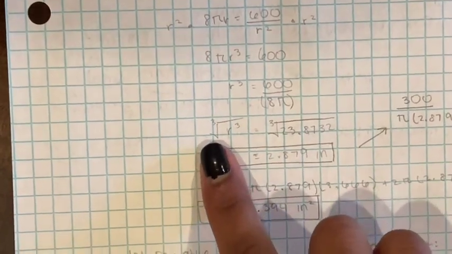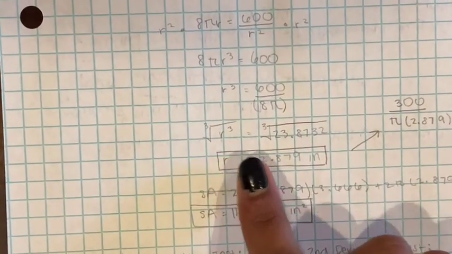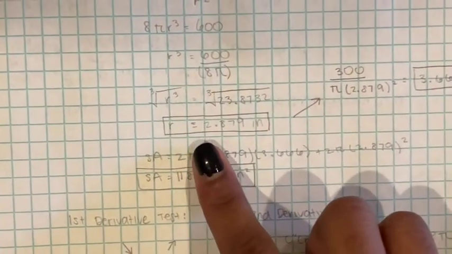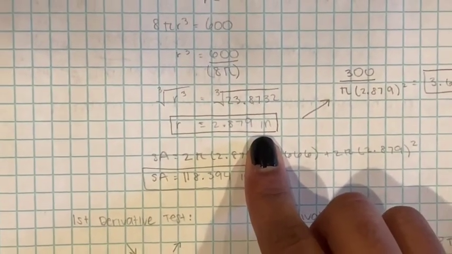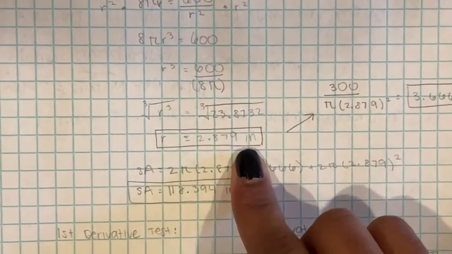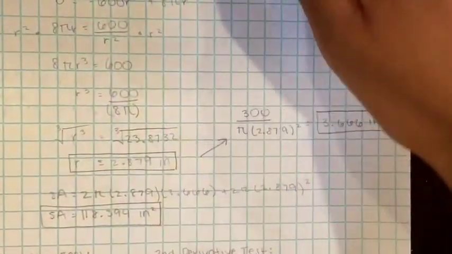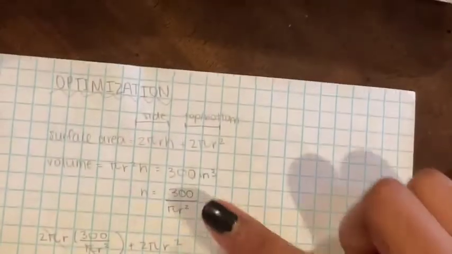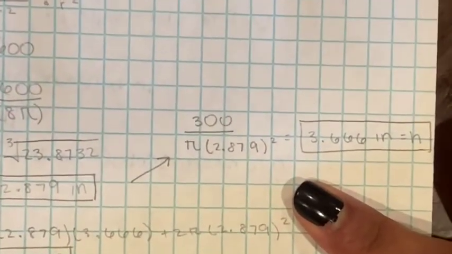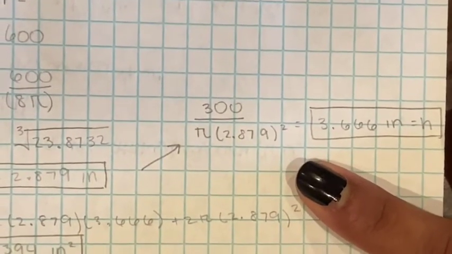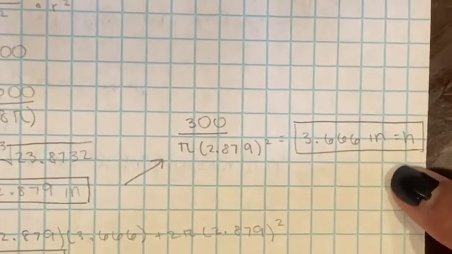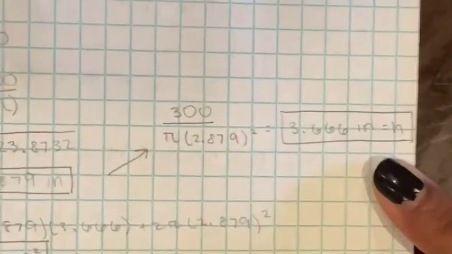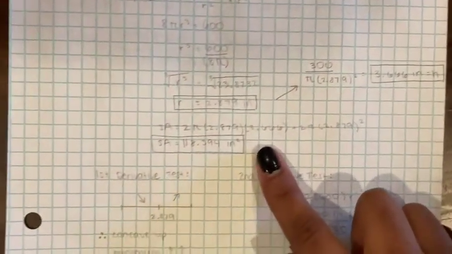Then we want to use the cube root to isolate r, and then we end up with r equals 2.879 inches. So that's our radius. After this, we want to solve for our height. So then we'll plug this back into our volume equation up here. So we'll end up with 300 over pi times our radius, 2.879 squared, equals 3.666 inches, which is our height. Now that we have all of our variables, we can solve for our surface area.